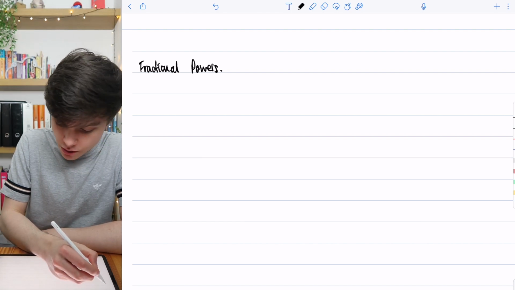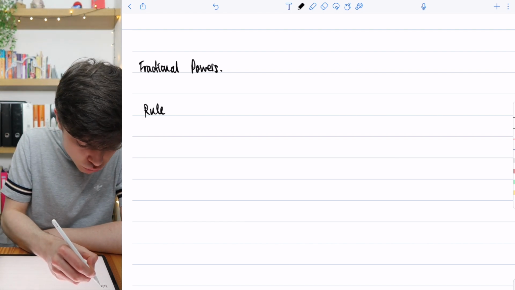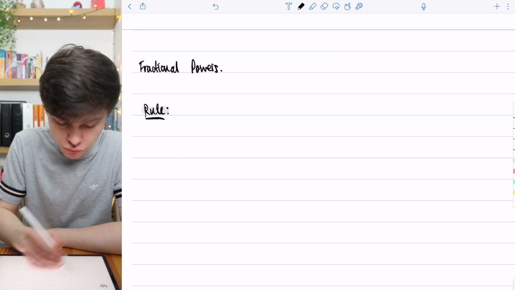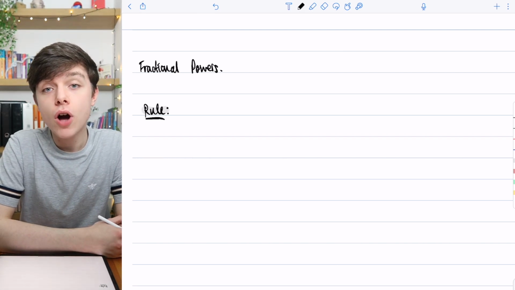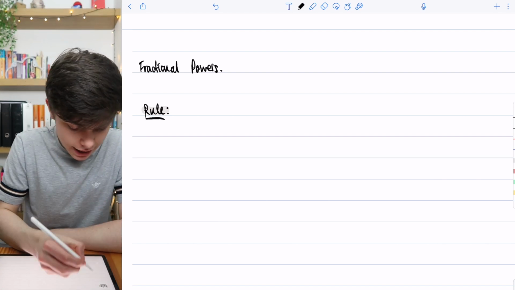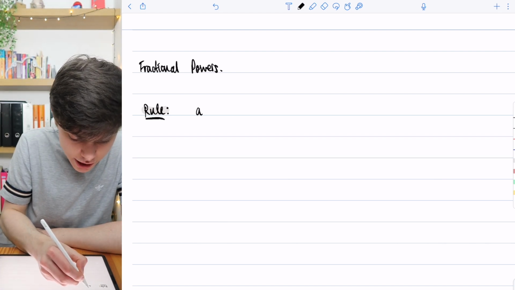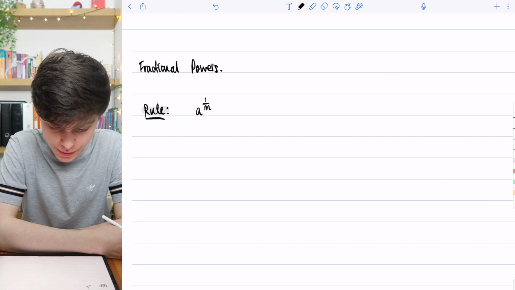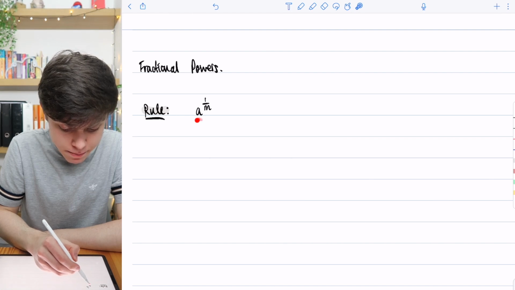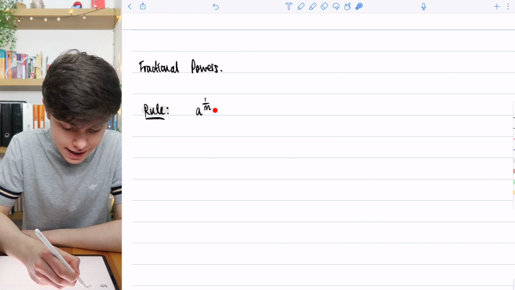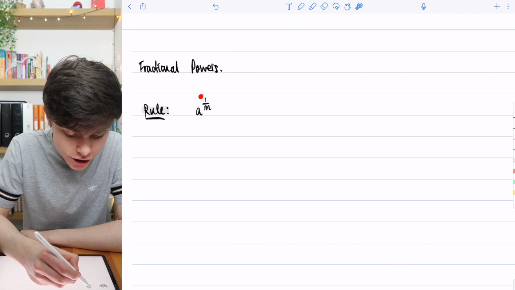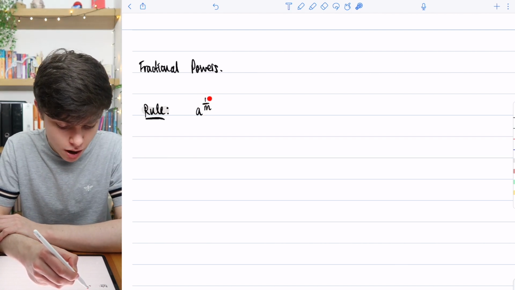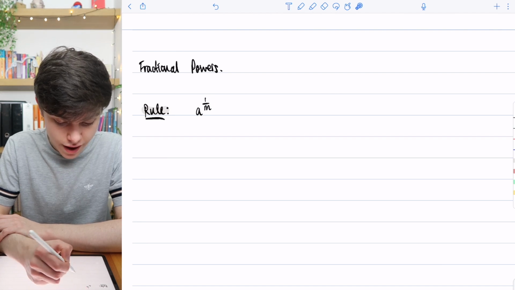So let's have a look at some rules. Now I'm just going to highlight that. Here is the rule for when you've got a fractional power, let's say we had a to the 1 over m. What do we do with that? Again, this a is my base, and this is my power, and this is a fraction. It's a rational number because it can be expressed as a fraction. What I've got here is 1 over m.